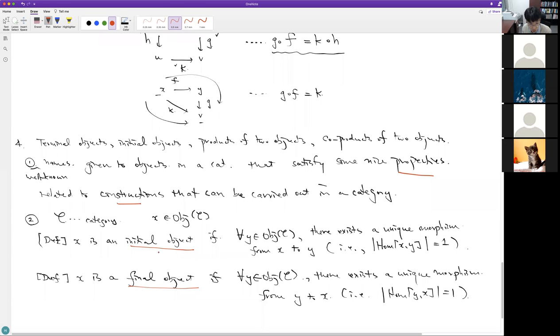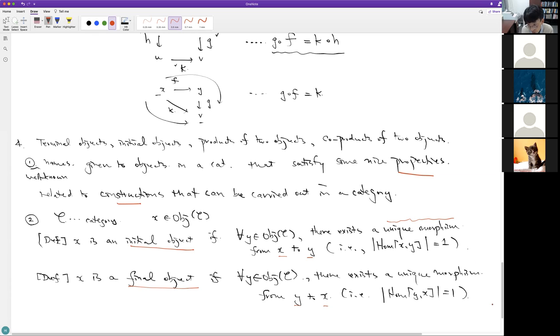If you compare the notion of initial object and the notion of final object, the definition looks pretty similar, except that in one case we go from X to Y, and in the other case we go from Y to X. So you take the definition of initial object and flip the direction of the unique morphism required in it, and you get the definition of final object. This relationship is called a dual relationship, and initial and final are dual concepts.